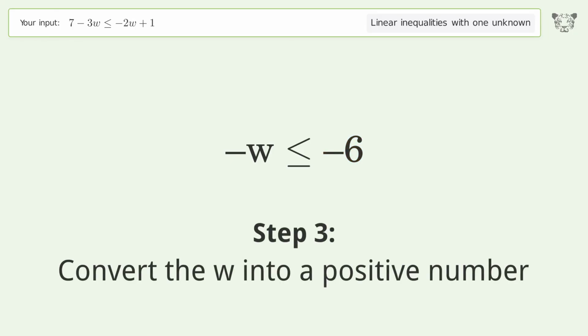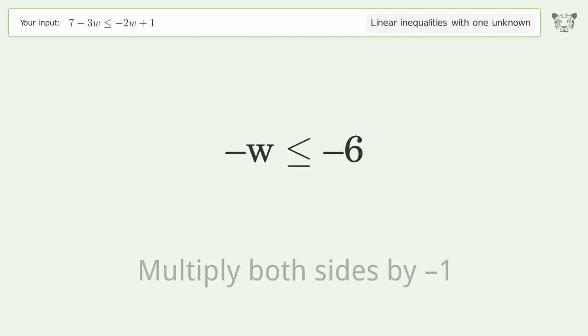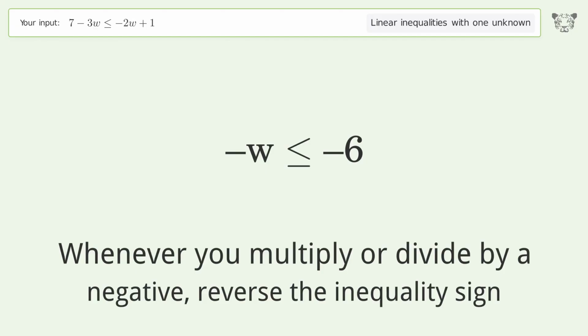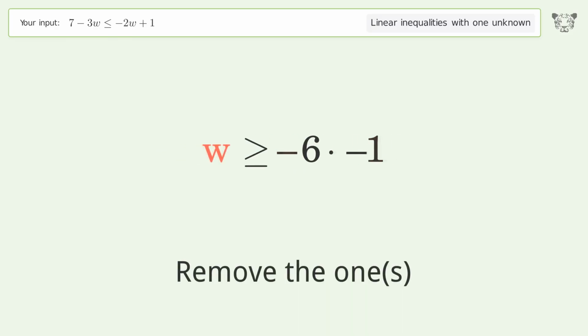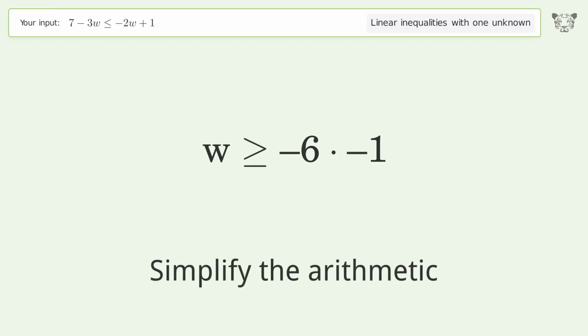Convert the w into a positive number. Multiply both sides by -1. Whenever you multiply or divide by a negative, reverse the inequality sign. Remove the ones. Simplify the arithmetic.